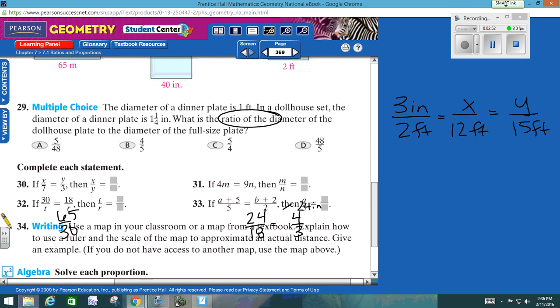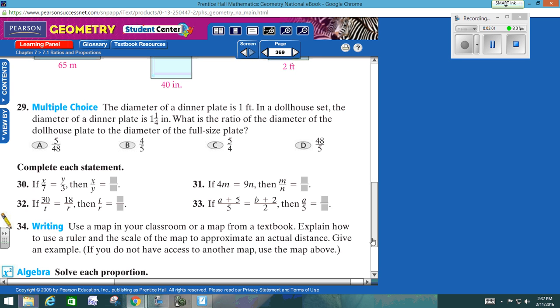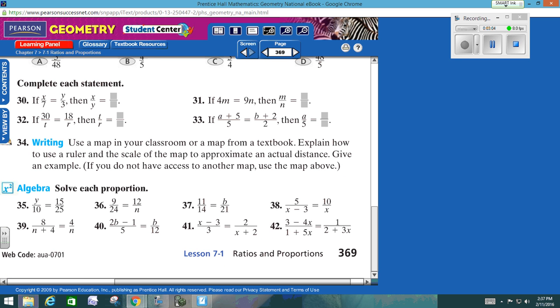29, you should have A as an apple. I'm going to skip the next 4 and jump down to the last 8 here on this page. 35 is 6. 36 is 32. 37, 16.5. 38 is 6. 39, 4. 40, 12/19. If you attempted 41, you should get 2 answers, 4 and -3. And if you attempted 42, you should also have 2 answers, 1/2 and -5/6.